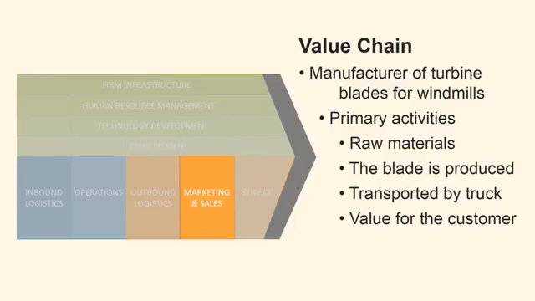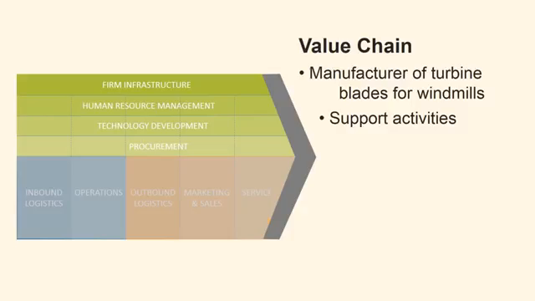It is probably due to quality, durability, etc. that we have convinced the buyer about the value of our blades. This is part of the primary activity marketing and sales. The maintenance of the blade is part of the primary activity service. Support activities support the primary activities throughout the process.